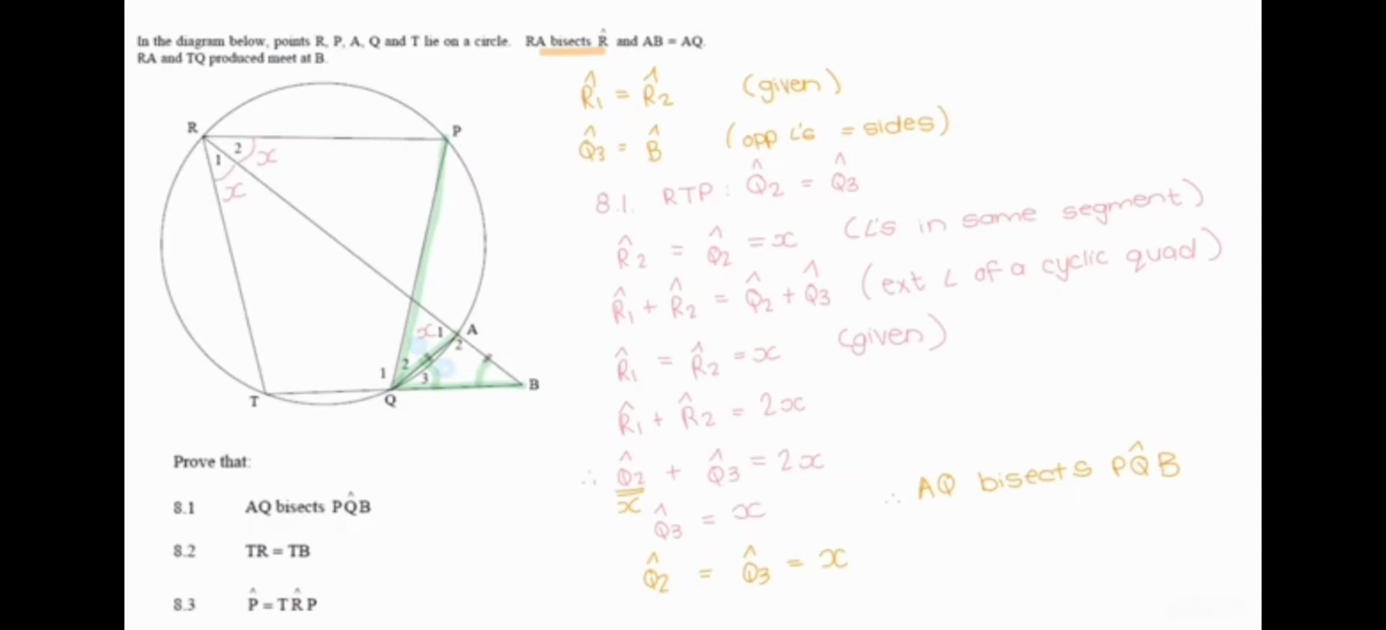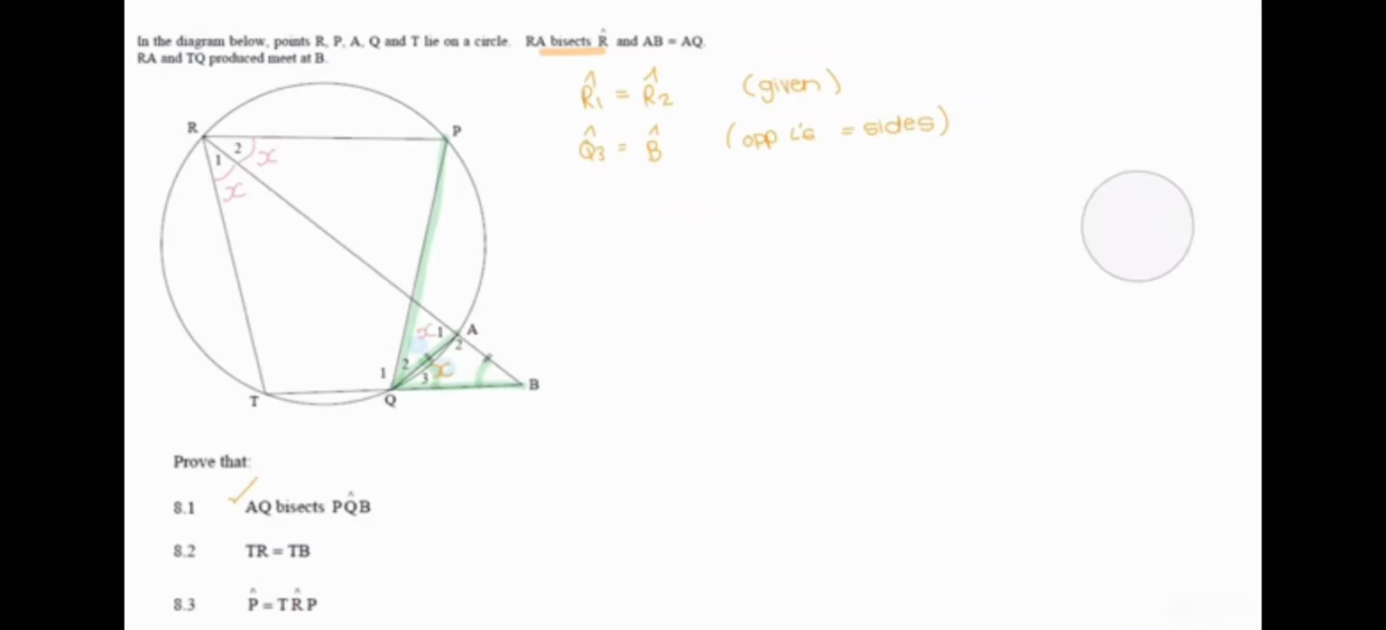Okay, so now I'm just going to give all of these variables here just so that we can continue. So we've just proven that. Since we know it bisects, we know that those two angles are the same, so everything so far is correct. I'm just quickly going to erase these. Okay, so we've just done 8.1. Now let's move on to 8.2. In 8.2, we have to prove that TR is equal to TB.